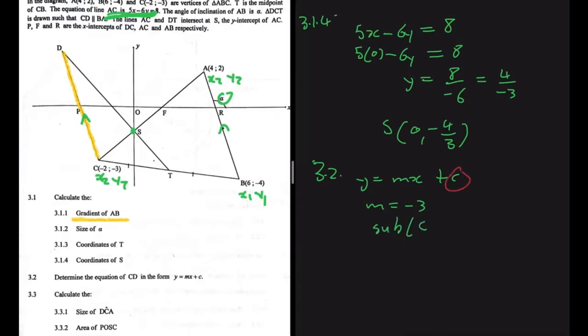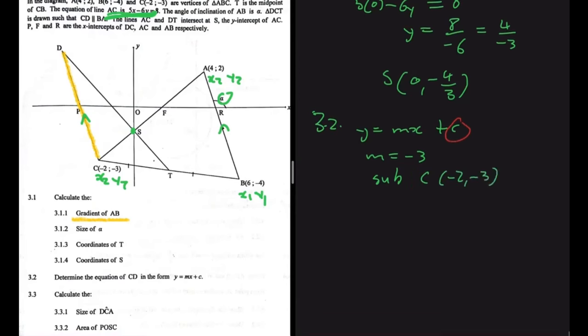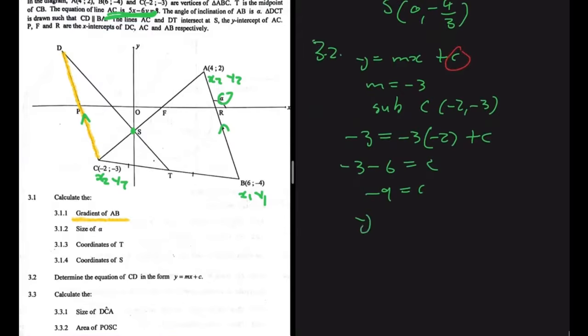If we substitute C with coordinates minus 2 and minus 3, then in place of y we put in minus 3. We have minus 3 equals the gradient, which is minus 3, times x, which is minus 2, plus c. So we have minus 3 minus 6 equals c, so minus 9 equals c. So the equation is now y equals minus 3x plus c.